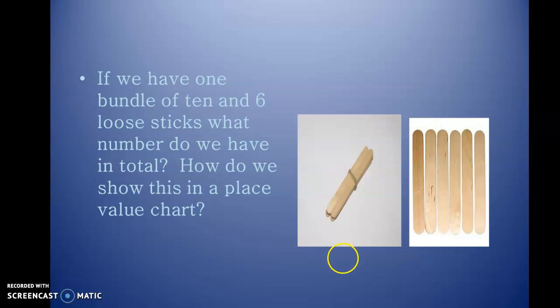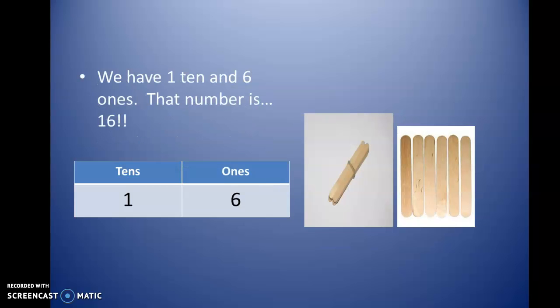If we have one bundle of 10 and 6 loose sticks, what number do we have in total? How do we show this in a place value chart? We have 1 10 and 6 ones. That number is 16.